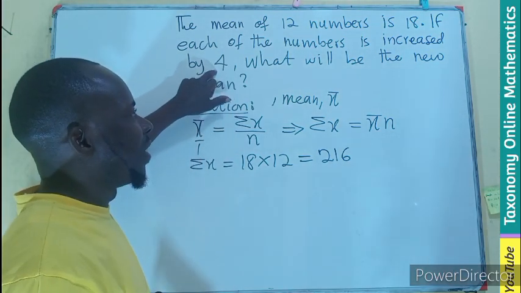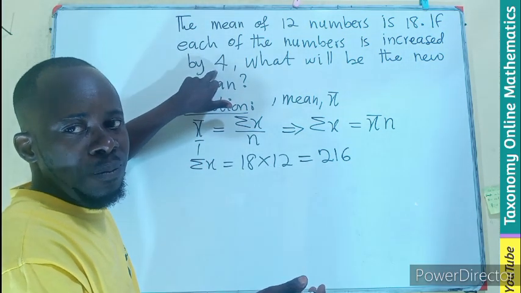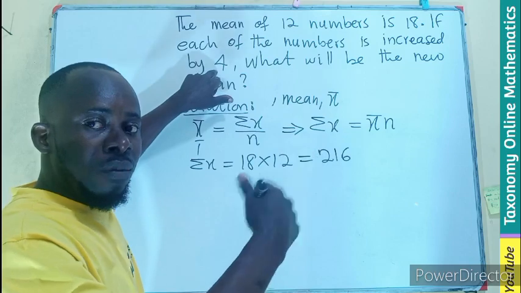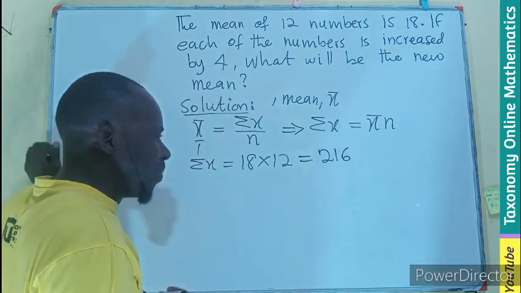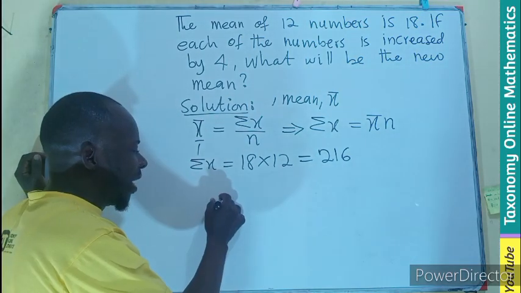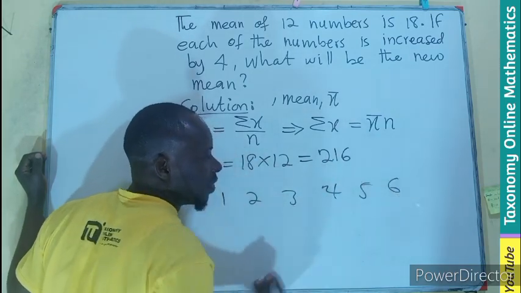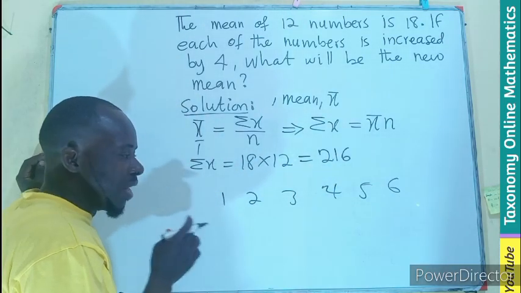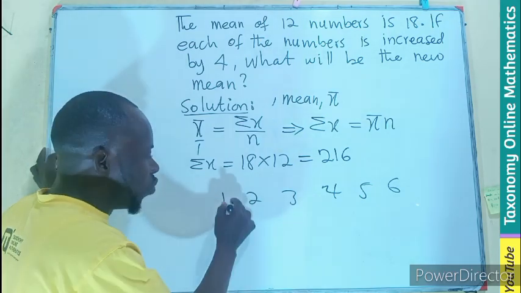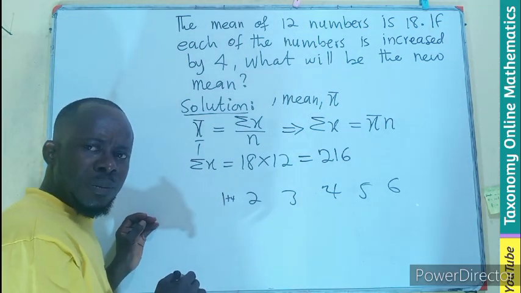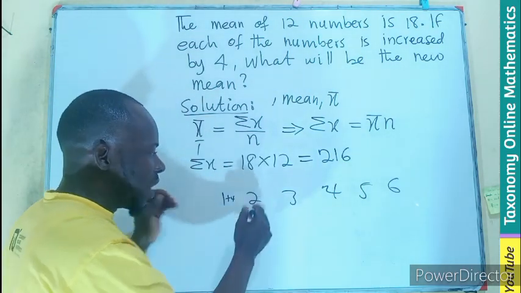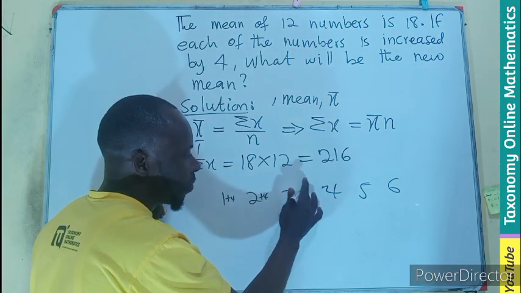Now we are increasing each of the numbers by 4. Let's imagine the numbers are, let's say, 1, 2, 3, 4, 5, 6. Let's just say these are the numbers. If you are increasing them, it means you are adding 4. So we are adding 4, adding 4.